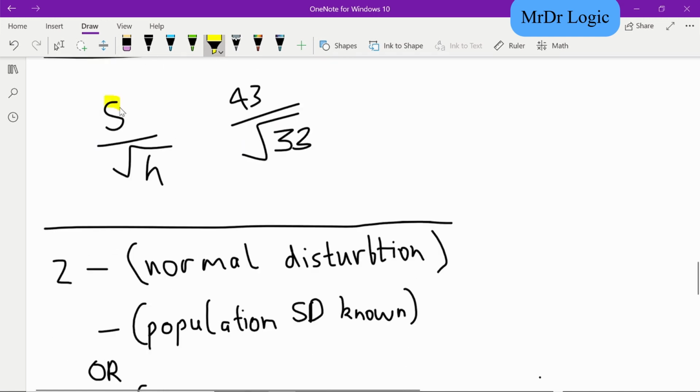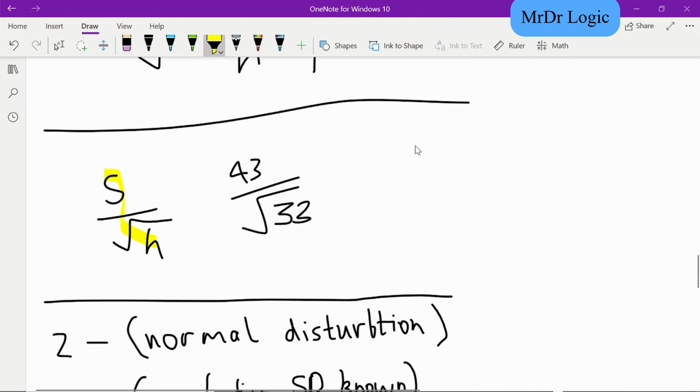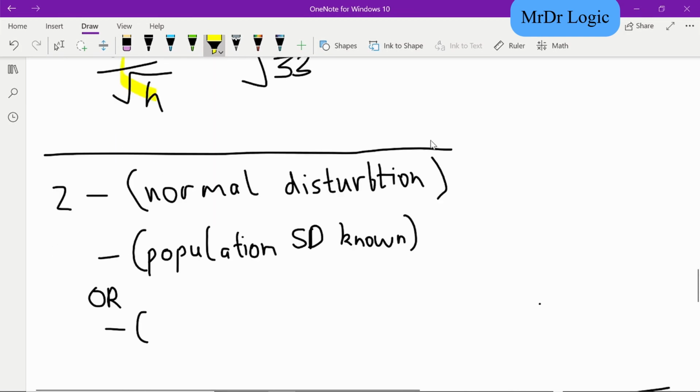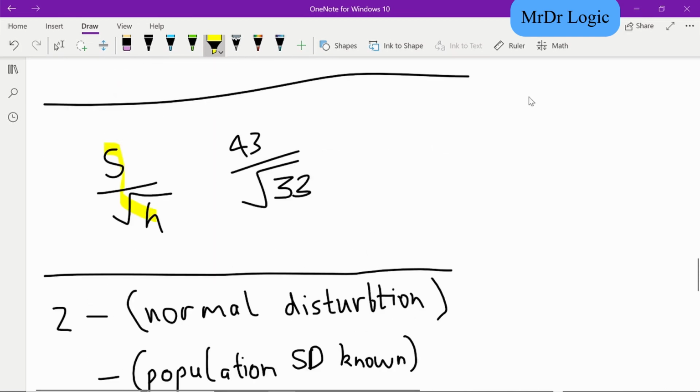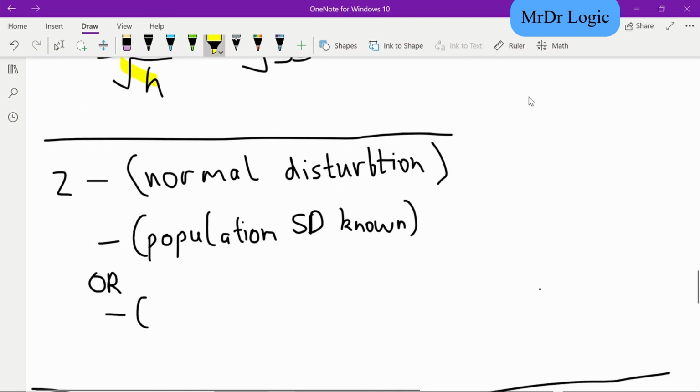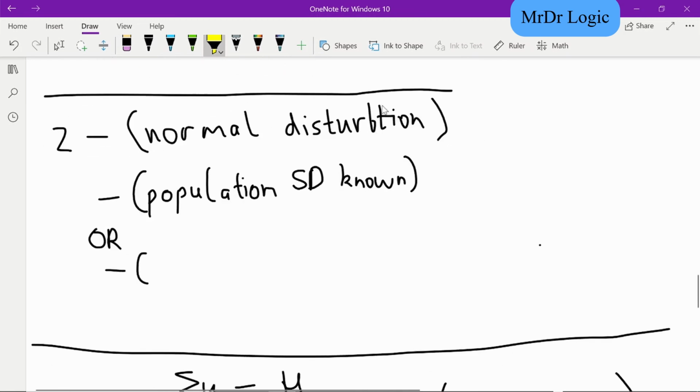And then, yeah, that's to understand pooled standard deviation, whether it's worth it or not. And lastly, I think the hardest part would be figuring out whether it's a z-test, whether it's normally distributed, or if it's a population standard deviation.